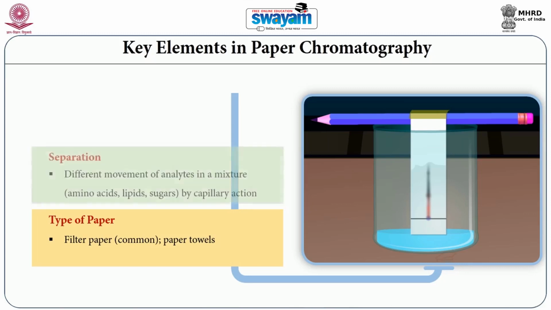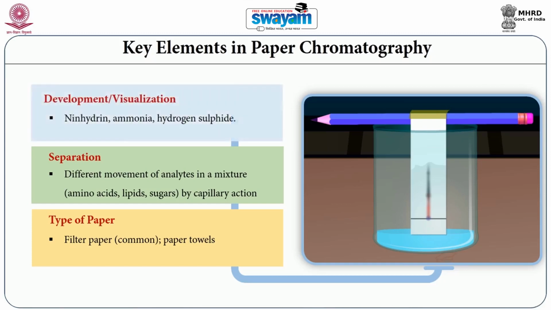Then the next element is the separation itself, which is of interest to the scientist, which involves the movement of analytes in a mixture. As we said earlier, this mixture is typically simple chemical compounds. It could be amino acids, lipids, and sugars, and this separation occurs typically by capillary action. The final and critical element is the development or the visualization of the separated compounds, which also gives you the semi-quantitative aspect of this process.